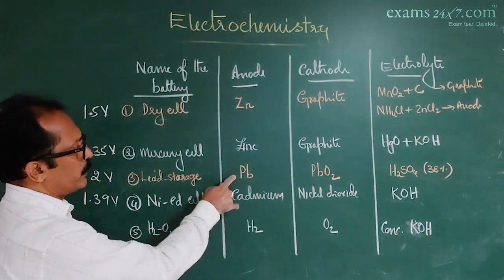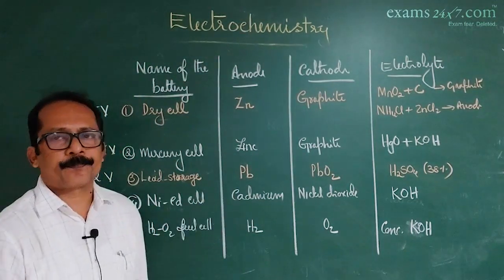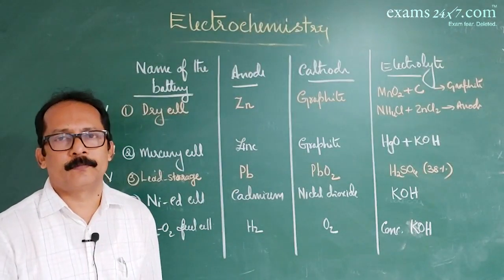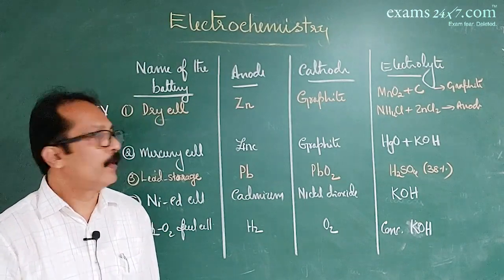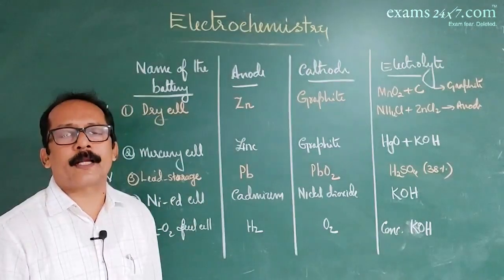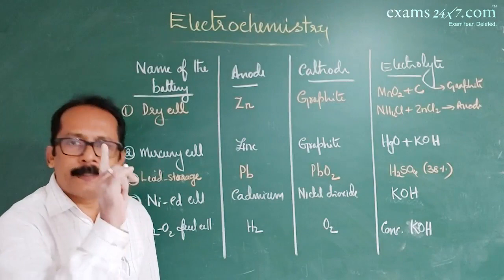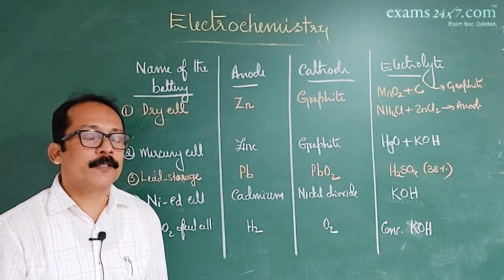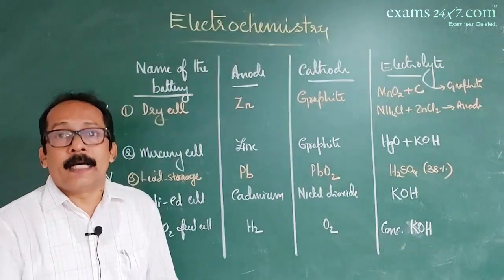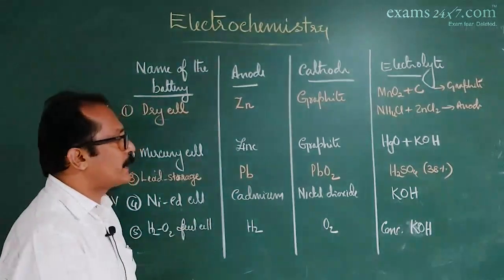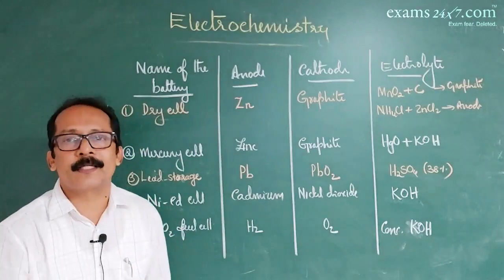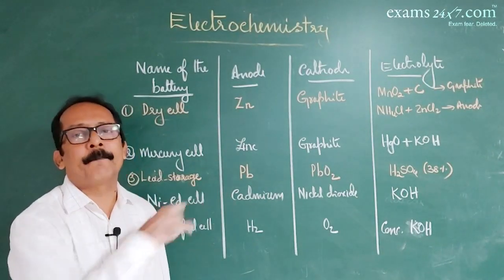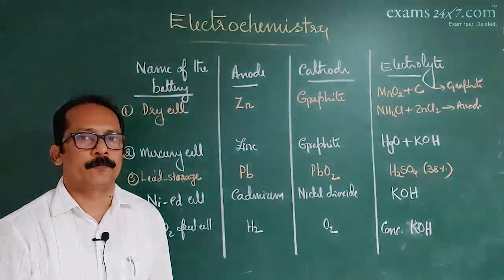In the discharging process, lead Pb undergoes oxidation at the anode, that gives PbSO4. At the cathode, PbO2 undergoes reduction. That also gives PbSO4. That's during the discharging process. During recharging of the lead storage battery, the reverse reaction takes place. Lead sulfate dissociates to give Pb and PbO2.